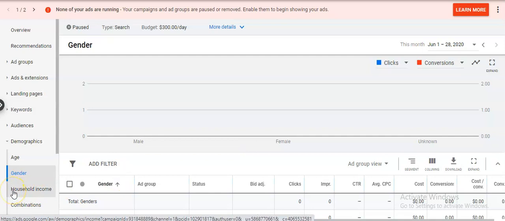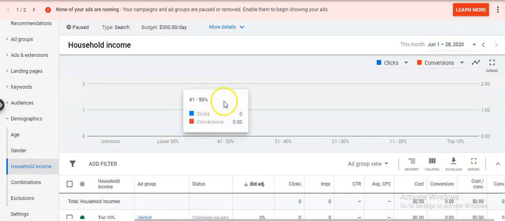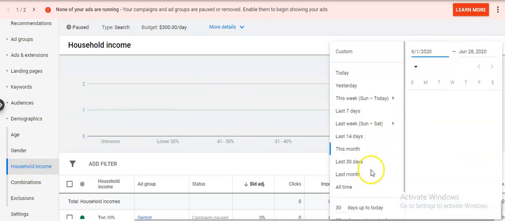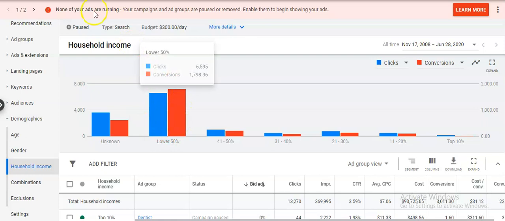Next, there is of course the household income. This is very important, and as I said, like age and household income, we have tried this and it works. So you want to make sure. Let me actually show you the distribution. Over here in this campaign for this account, you can see for instance, over all time from 2008, or 12 years, whatever, the vast majority of the clicks and conversions have come from the lower 50%. Now obviously I can't tell you the exact location, but they are located in a state where the income level is actually quite low. So we cannot entirely remove this.